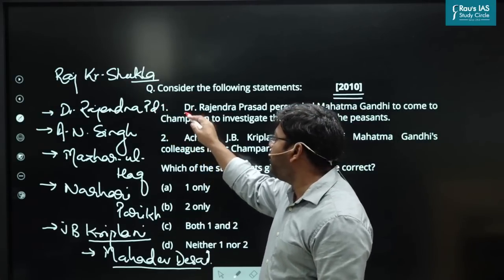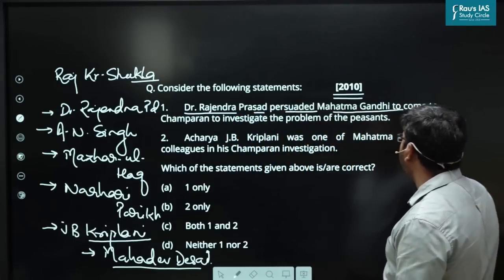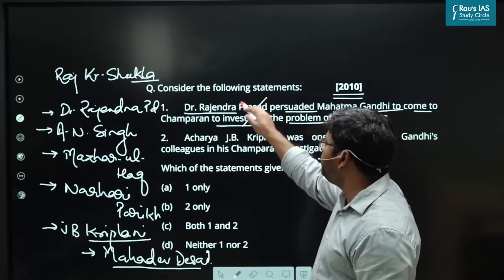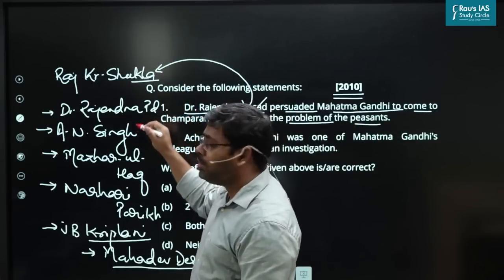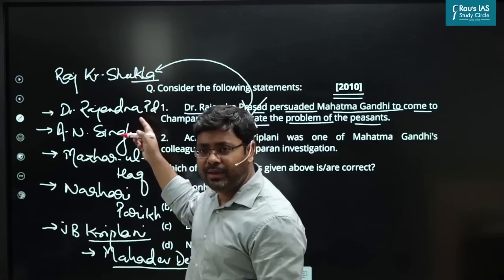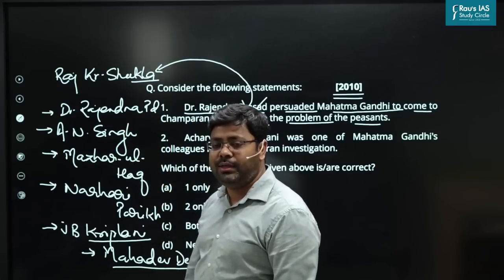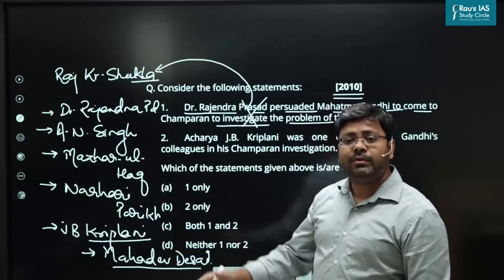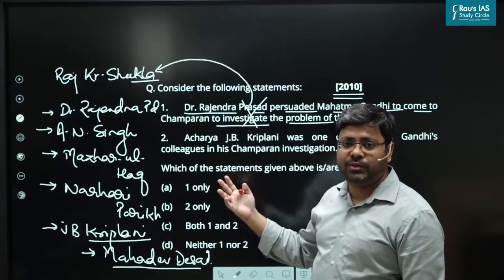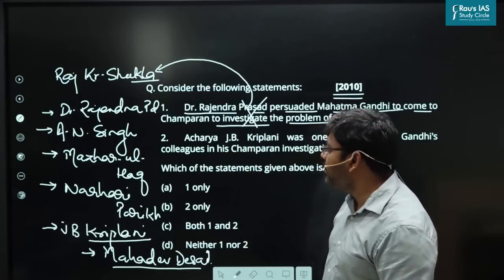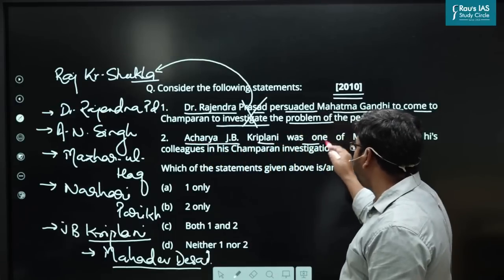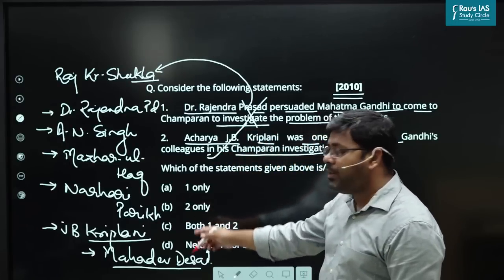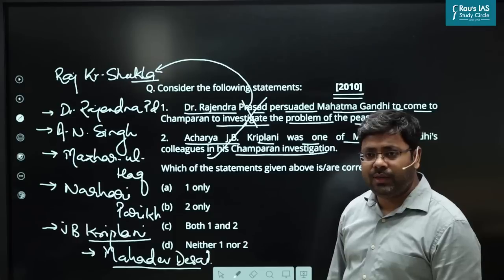So, if you say that Dr. Rajendra Prasad persuaded Mahatma Gandhi to come to Champaran to investigate the problem of peasants, this would be wrong, because it was Rajkumar Shukla who invited Gandhiji to come to Champaran and to investigate the situation there. Though Rajendra Prasad was one of the colleagues, certainly it was Rajkumar Shukla who had invited Gandhiji to Champaran. Then Acharya J.B. Kriplani was one of Mahatma Gandhi's colleagues in Champaran Satyagraha. This is true. J.B. Kriplani was one of the associates of Gandhiji.